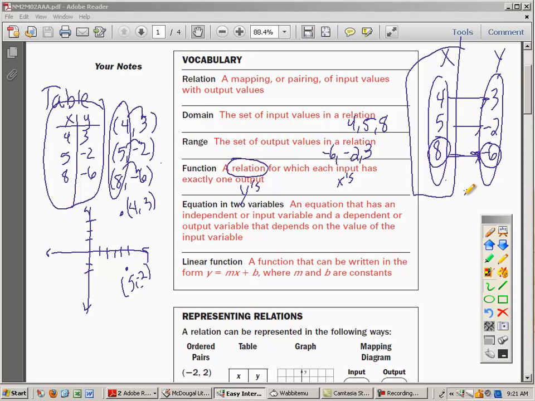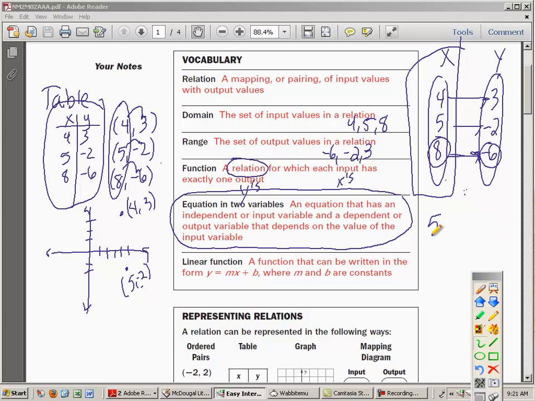But each individual input has exactly one output, and we'll expand on that here in just a few moments. An equation in two variables. So far we've looked at equations in one variable in the first chapter, and we were solving those equations in one variable. There was one answer for that because there's a set value that this equation is equal to.